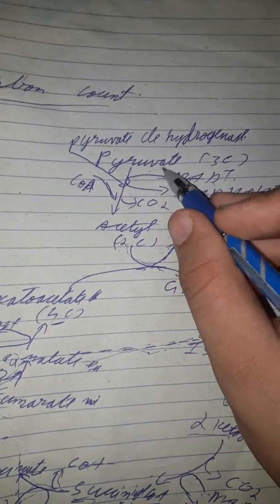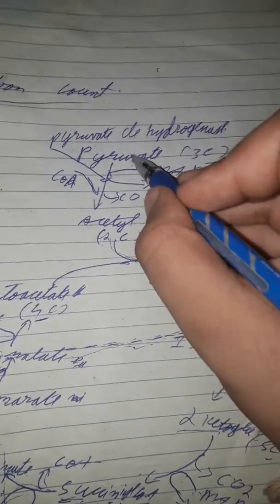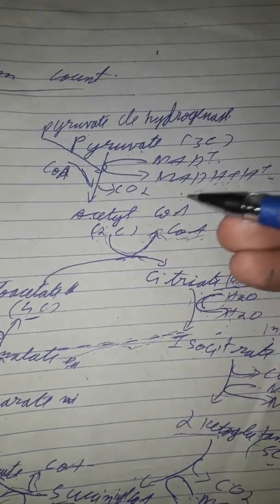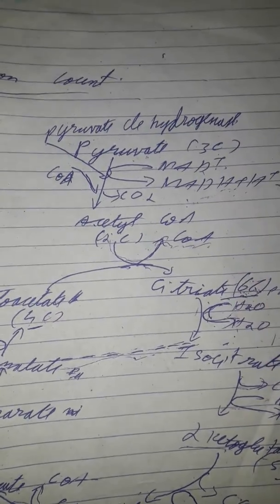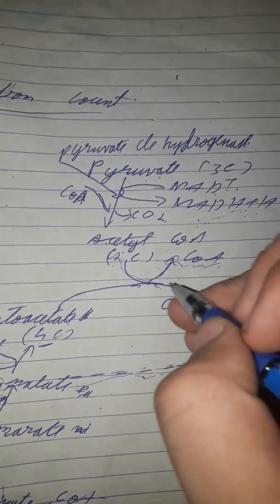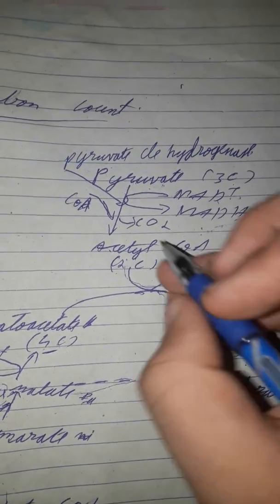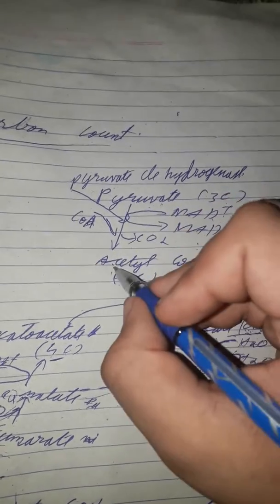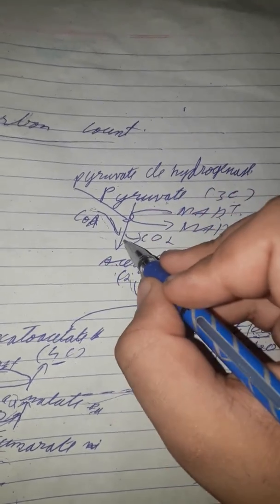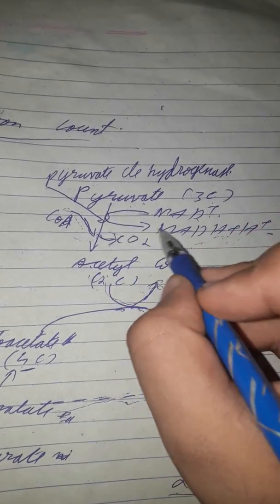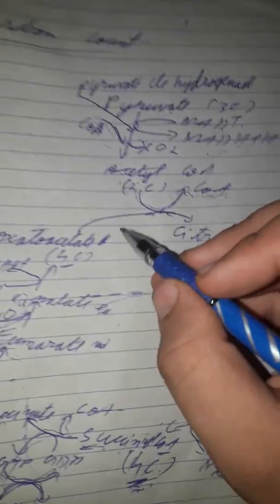Okay. Now first pyruvate will be there. How does this pyruvate come? Pyruvate comes from the glycolysis process. After this, pyruvate will get converted into acetyl coenzyme A. This pyruvate is a 3 carbon molecule and it gets converted into acetyl coenzyme A, which is a 2 carbon molecule. What happens in between pyruvate and acetyl coenzyme A? Coenzyme A enters, so carbon dioxide leaves. As the carbon dioxide leaves, NAD plus is converted into NADH plus H plus.